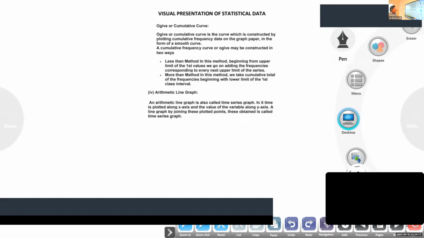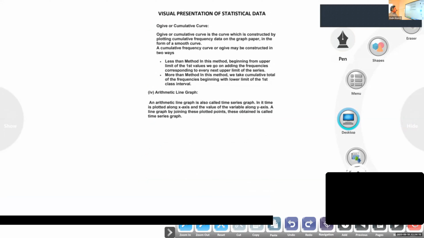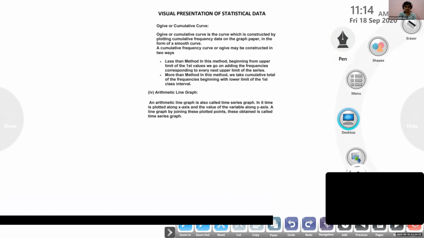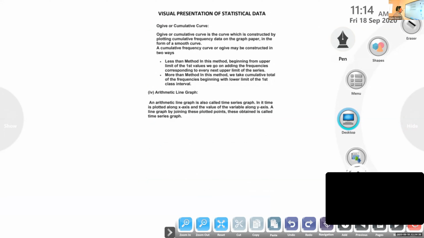Next one, we discussed day before yesterday. We completed the preparation of ogive, cumulative curves. What are the two methods of constructing a cumulative curve? One is less than ogive and the other is more than ogive. Hope you understood the calculation methods there. What are ogives and cumulative curves, and what are the two methods to draw cumulative curves? Both methods you want to learn properly.